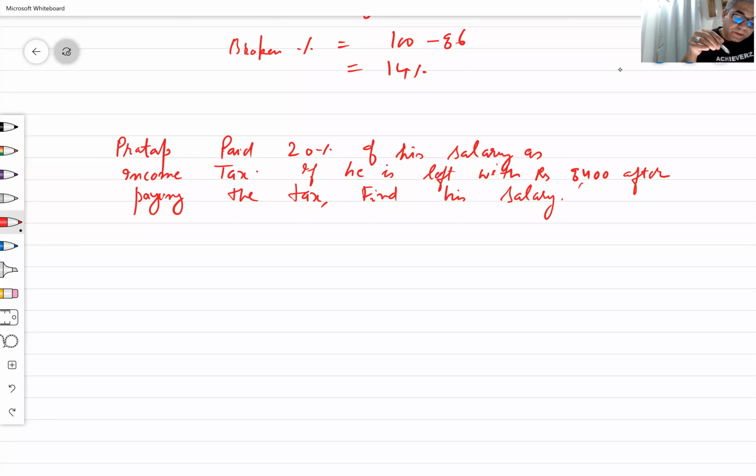Pratap paid 20% of his salary as income tax. If he is left with rupees 8,400 after paying the tax, find his salary.